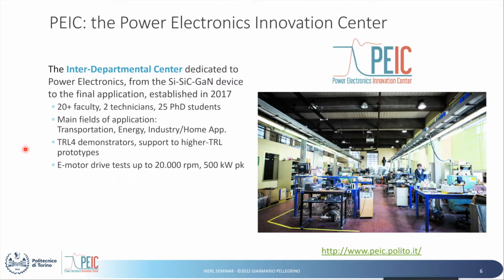What we do normally is a TRL-4 demonstrator, but we also support higher TRL prototypes, mainly on the converter side. We have a testing capability up to 20,000 RPM, and this is a dyno, with 500 kilowatt peak, in back-to-back testing. We cannot directly provide that much power.